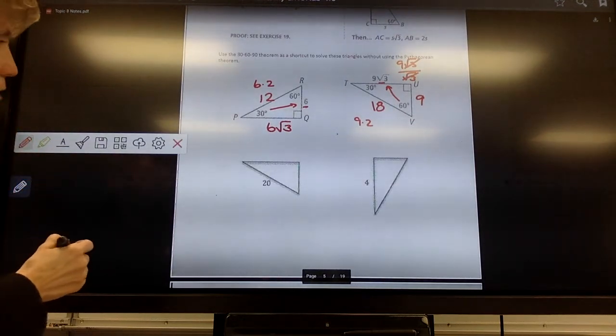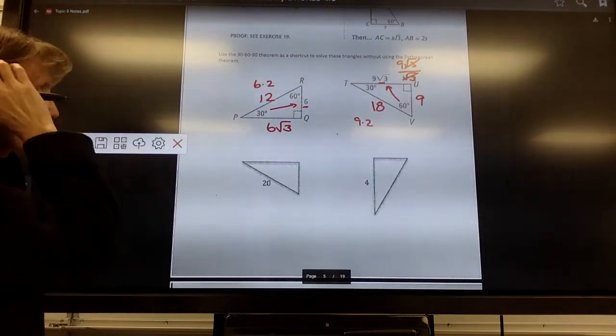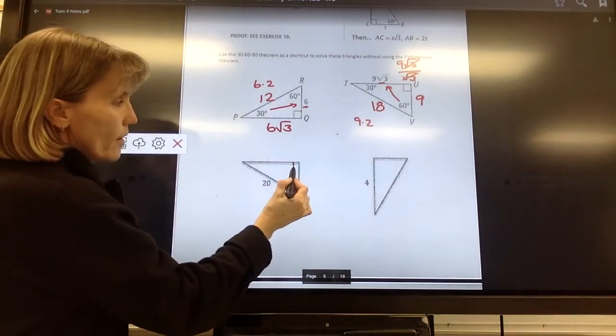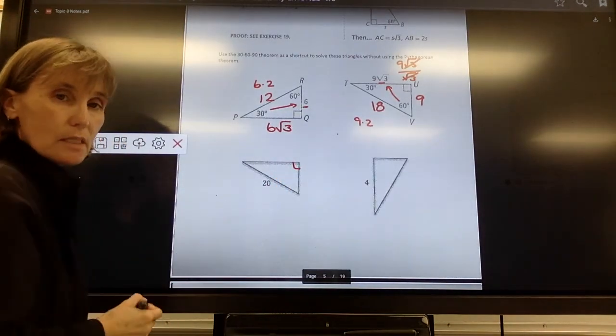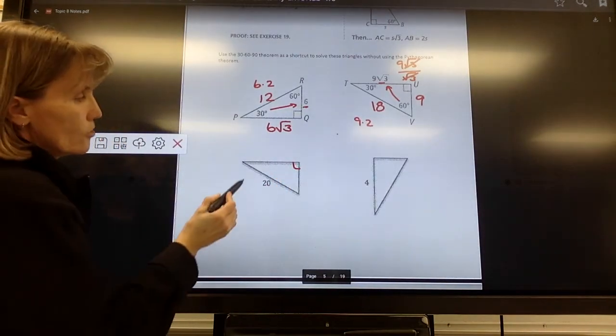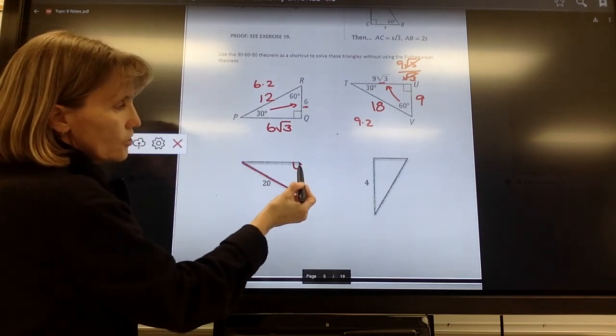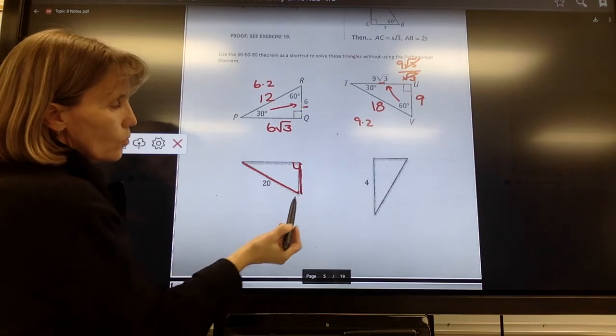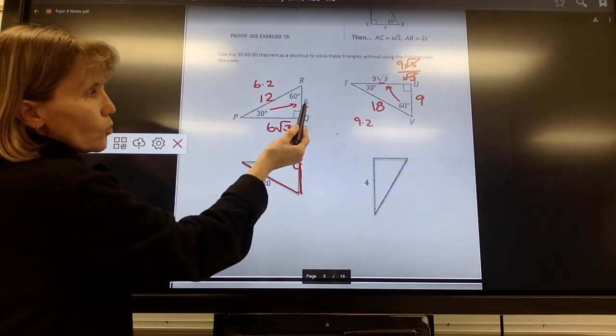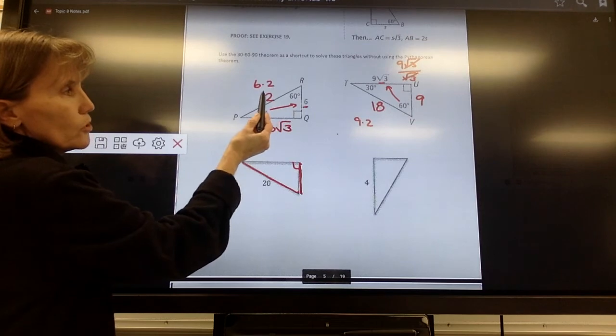Okay, these bottom two are a little more challenging. Okay, so this would be my right angle, so the value that I'm given is the hypotenuse. And then you can kind of tell by looking at it that this is the shorter leg right here. So we've been going from the shorter leg and taking it times 2 to get the hypotenuse.